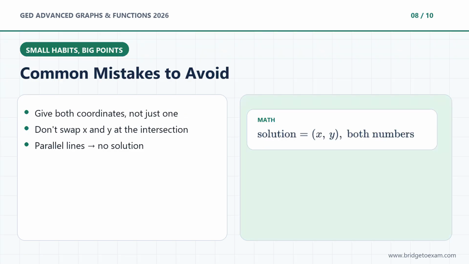3 traps to avoid. First, never give just x or just y. A system solution always has two coordinates. Second, read the intersection carefully. Do not swap the x and the y. Third, remember that parallel lines never meet, so that system has no solution. Finish every problem with a check.